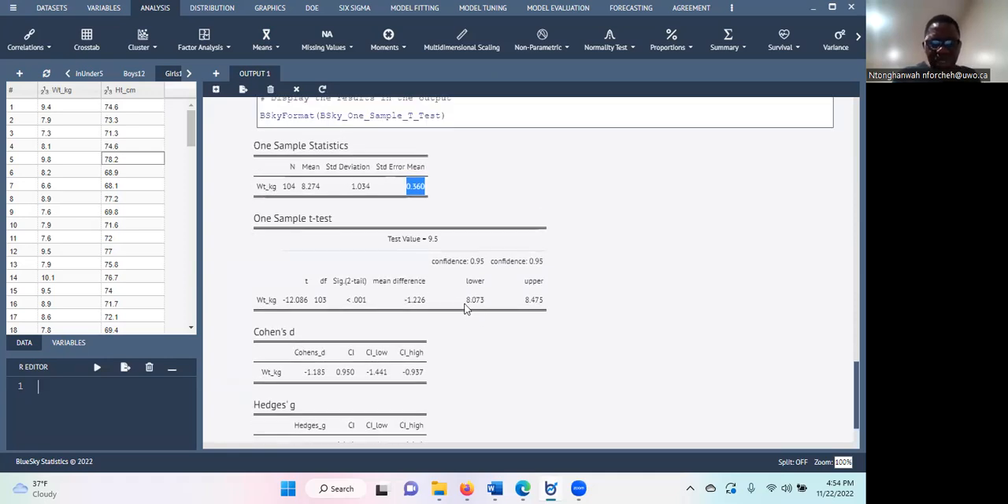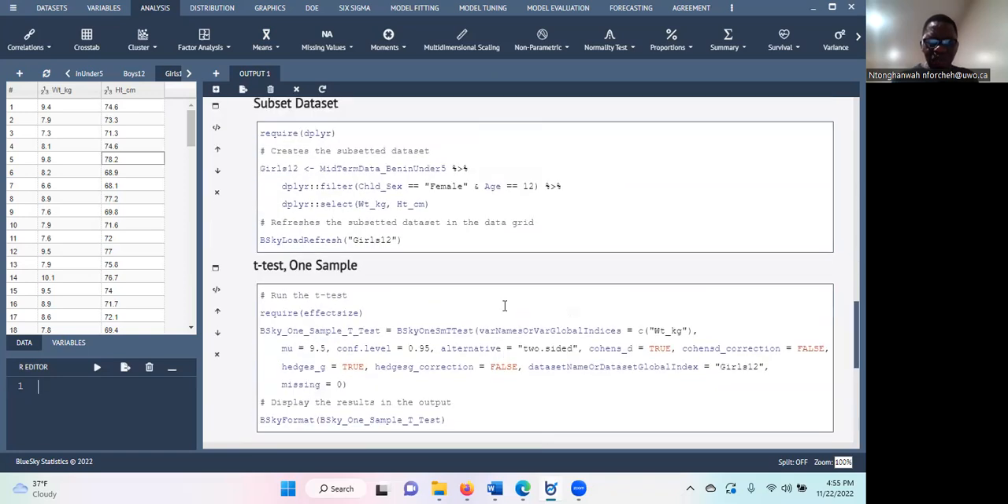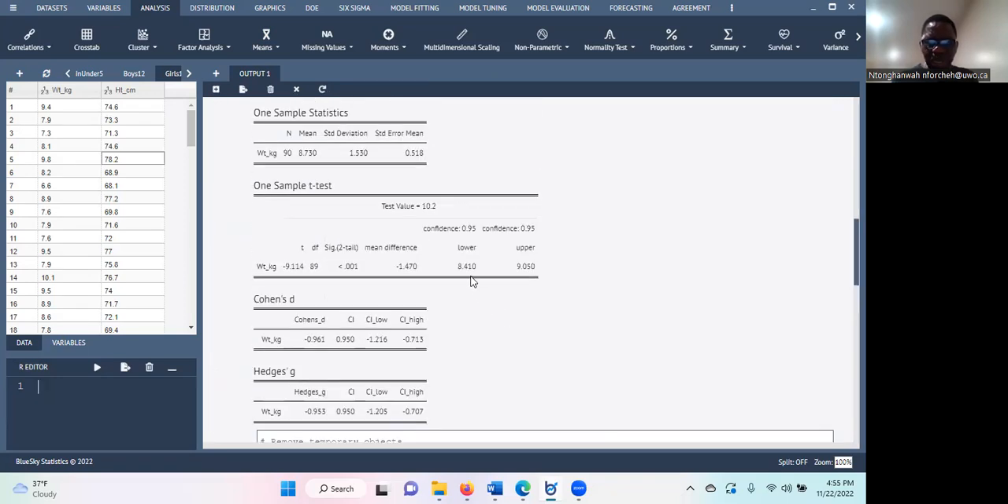And the confidence interval says it's from 8.07 to 8.4. So that's what I mean: the confidence interval is much narrower. Most of the girls are very similar in weight. The 95% confidence interval is approximately 8.07 to 8.4. If you compare to boys, the boys' interval was much wider. It was from 8.4 to 9.1.